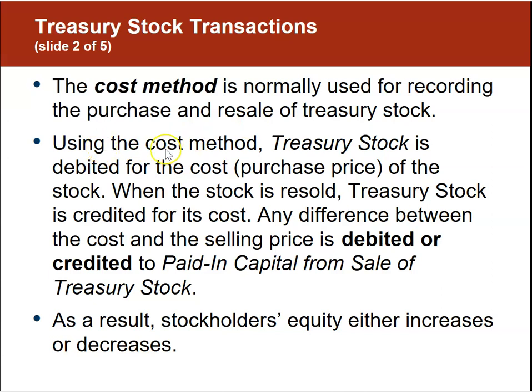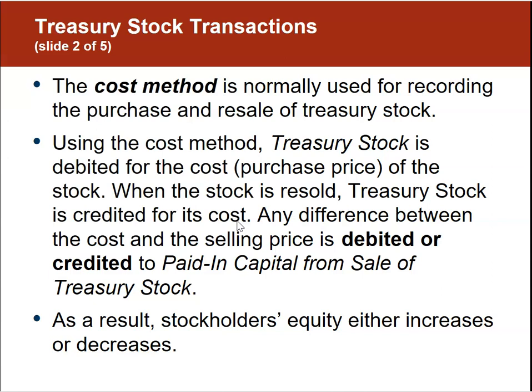So using the cost method, treasury stock is going to be debited for the cost purchase price of the stock. That makes sense because we're going to use what to buy it? Cash. So treasury stock would be our debit and then cash would be our credit. However, when the stock is resold, treasury stock is credited for its cost. Credited because we no longer have it.